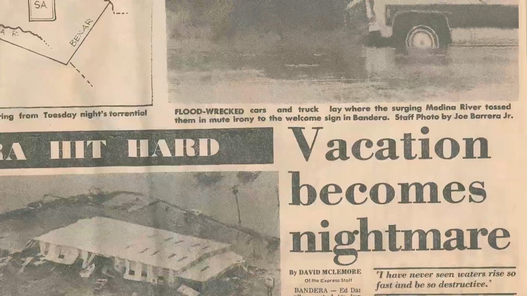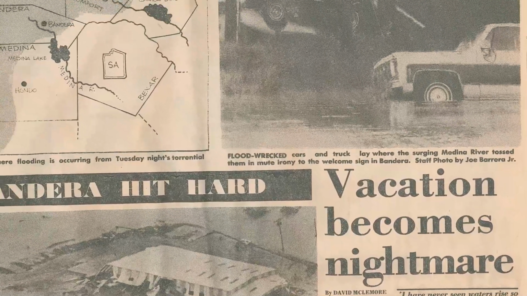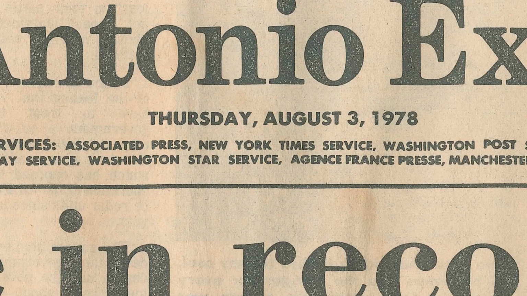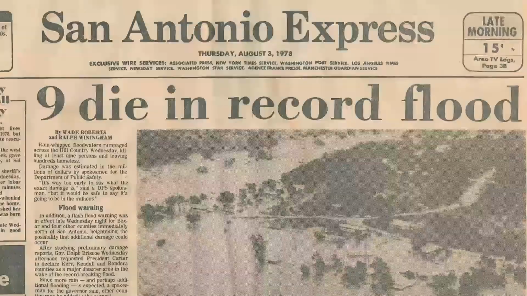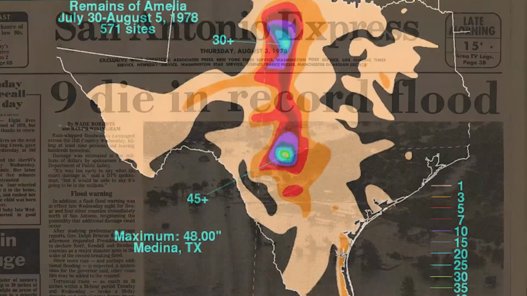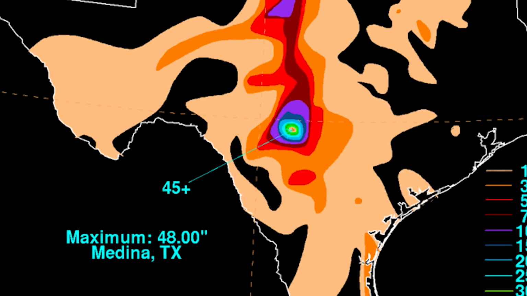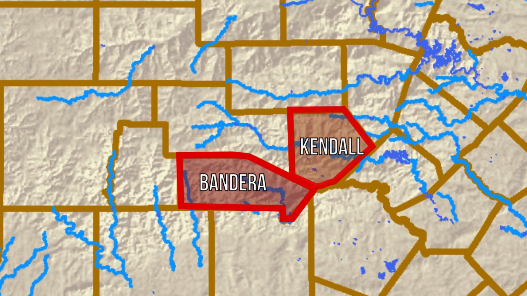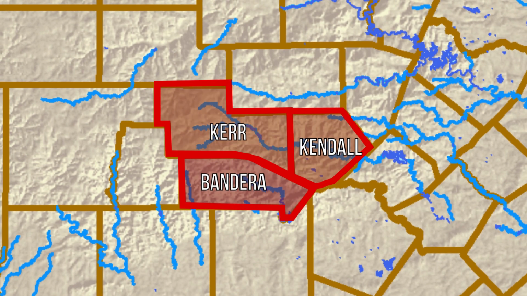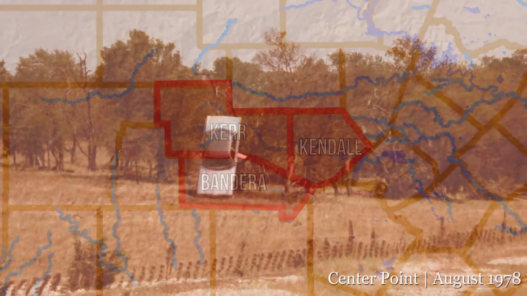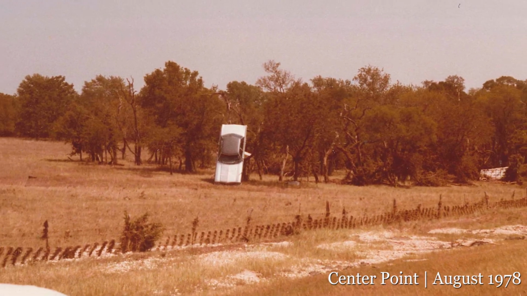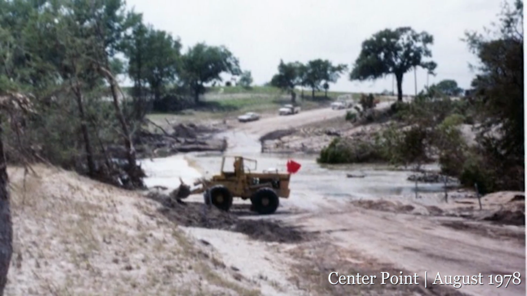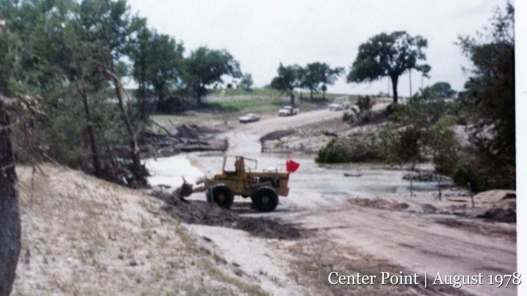Our area has a history of monstrous and devastating flash floods, and many people in Kerr County vividly remember the historic flood of 1978 as one of the most staggering ever recorded. On August 1st, 1978, the remnants of Tropical Storm Amelia settled over the hill country, and flash flood warnings were issued for Bandera, Kendall, and Kerr counties. By the end of the following day, areas in Kerr County received as much as 20 inches of rain, and the Guadalupe River in Comfort rose over 35 feet with a peak stream flow rate of 240,000 cubic feet per second.